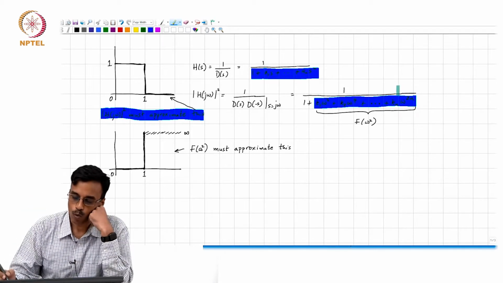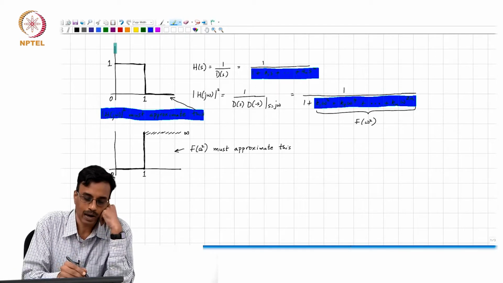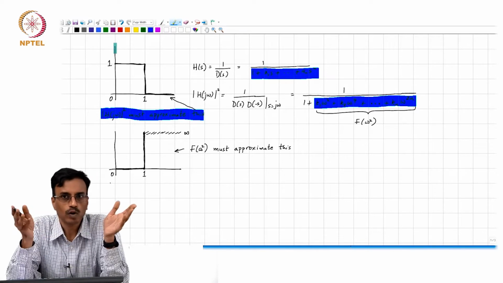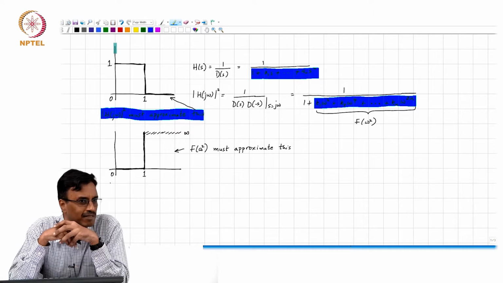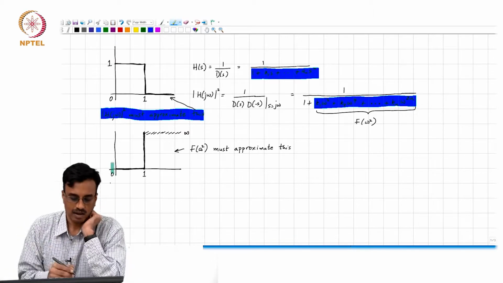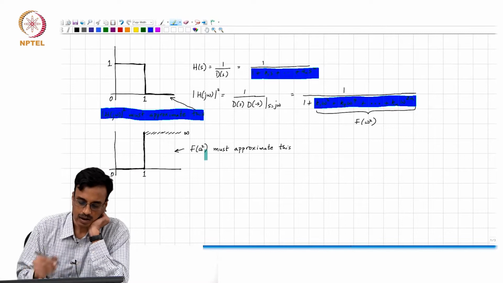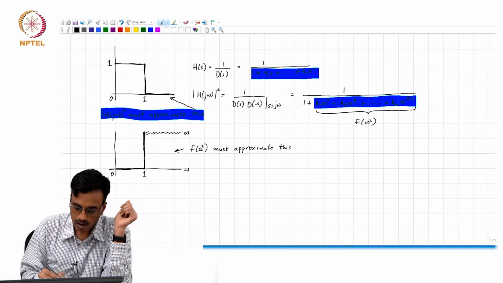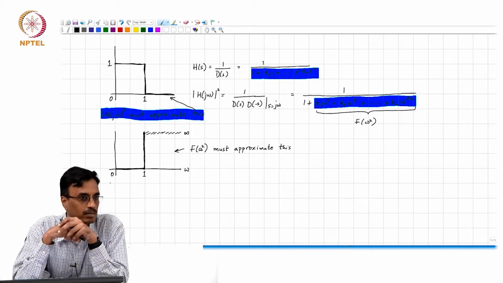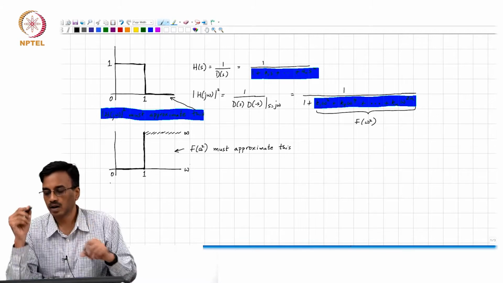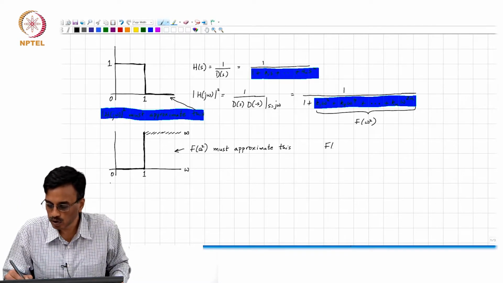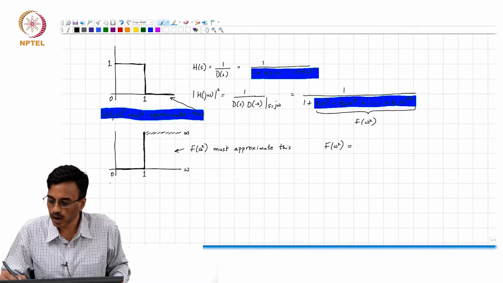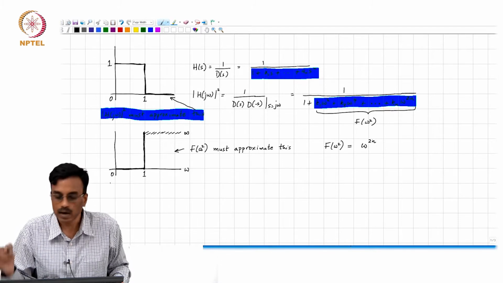Now, if 1 over 1 plus f of omega squared is attempting to approximate the ideal brick wall, it follows that f of omega squared itself must approximate this function here, where it is 0 in the range omega equal to 0 to 1 and becomes infinity thereafter. And we said, one way of doing this is to use what's called the maximally flat approximation, where you say f of omega squared is omega to the power 2n.